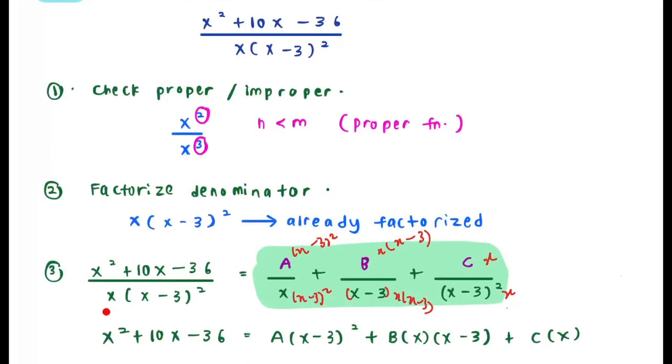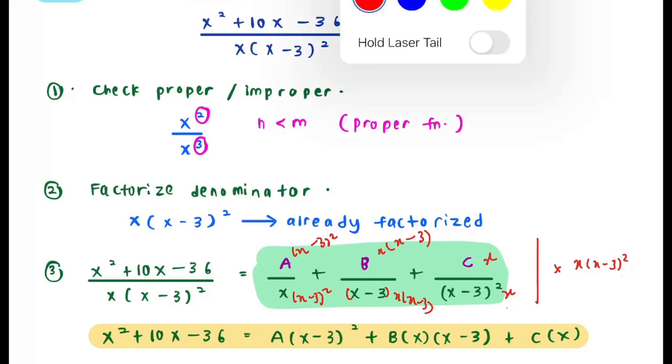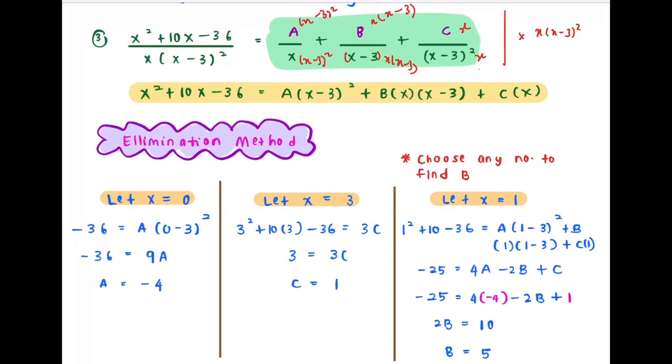Now we have equated the denominator of both sides. Therefore, let us multiply both sides with x minus 3 squared. So this one is cancelled and this is also cancelled out. So now we are just left with your numerator, which is x squared plus 10x minus 36 equal to a(x minus 3) squared plus b(x minus 3) plus cx. Now let's try to use the elimination method in order to find a, b, and c.